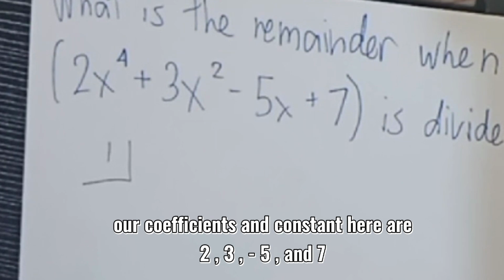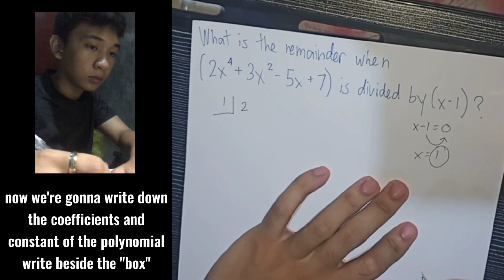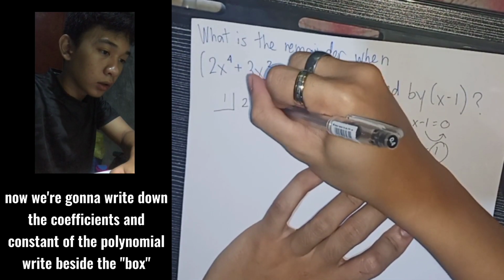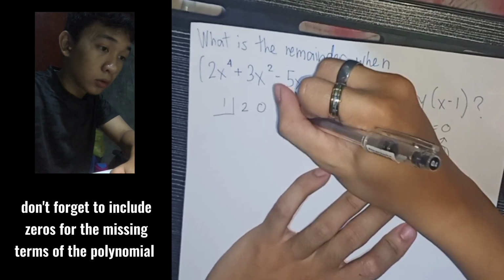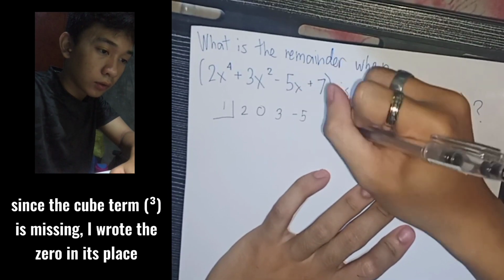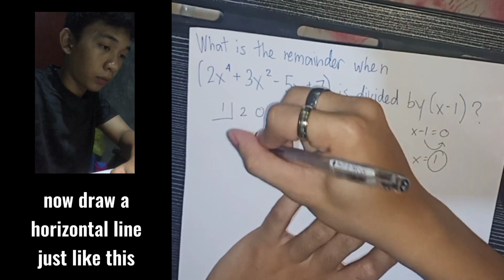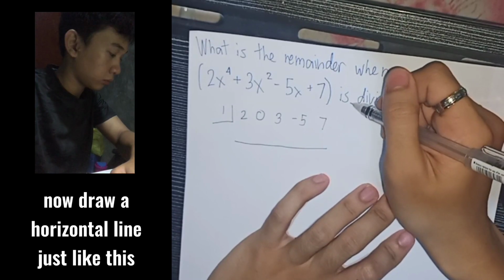Our coefficients and constant here are 2, 3, negative 5, and 7. Now we're gonna write down the coefficients and constant of the polynomial right beside the box. Don't forget to include zeros for the missing terms of the polynomial. Since the cube term is missing, I wrote the 0 in its place. Now draw a horizontal line just like this.